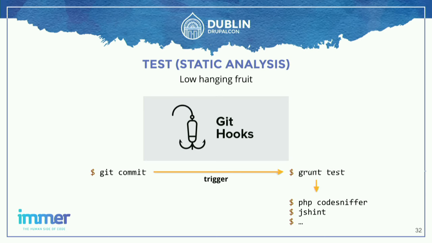Of course, also the grunt test command runs prior to each deployment you do. So that means that if you push your code and it gets deployed, then first the grunt test command is run. And if there's a mistake there, if something went south, your code is not being deployed.